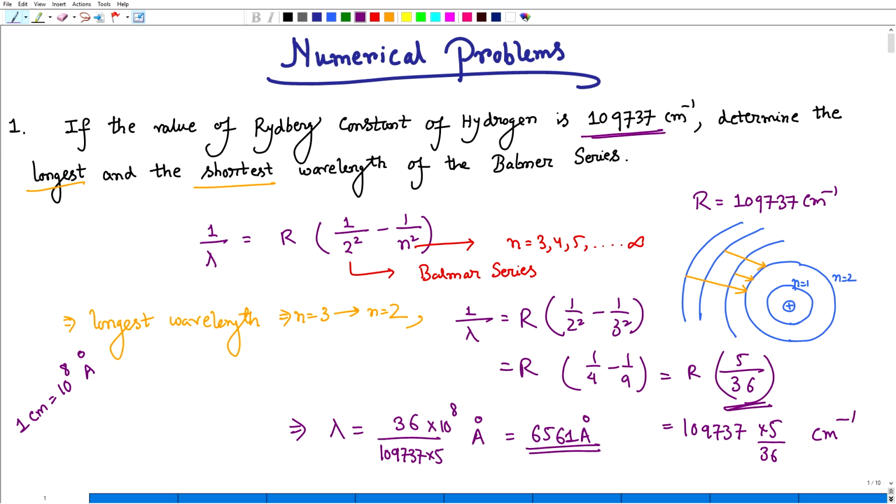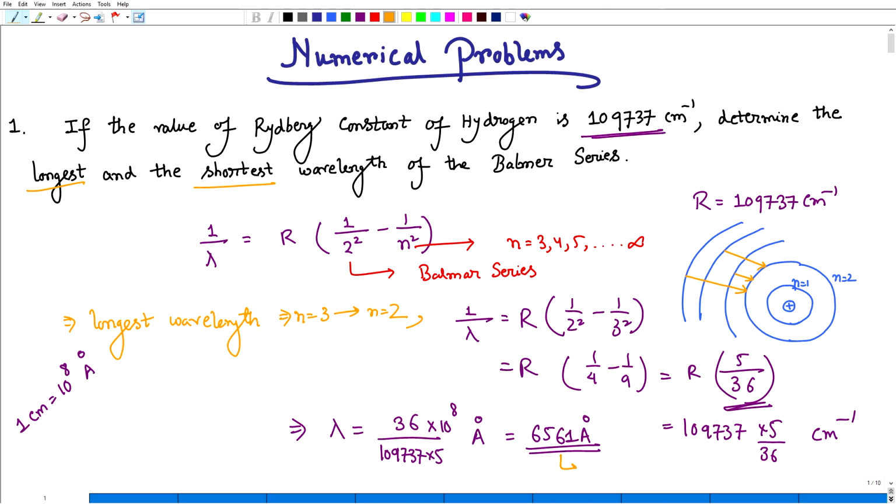So this is actually the longest wavelength, and we know that the lines of the Balmer series remain in the visible range, right? And it's evident from here. This is actually the red region. Okay, so this is the longest wavelength, but we also have to calculate the shortest wavelength.